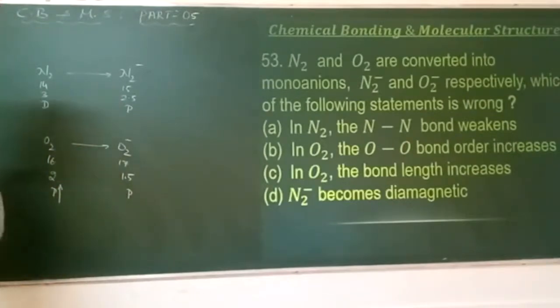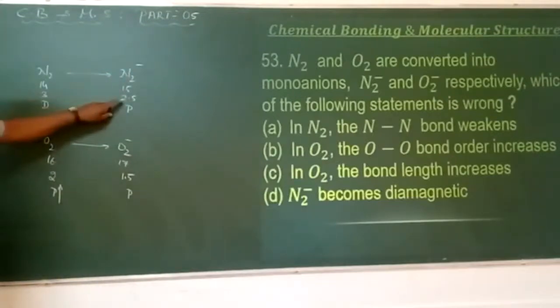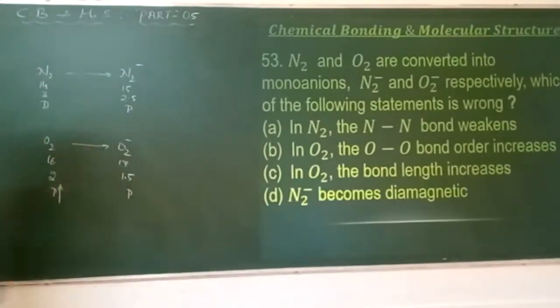Now the first option: in N2, the N-N bond weakens. The bond order is 3, becoming 2.5, which means the bond order decreases, so the bond weakens. The bond strength weakens, so the first statement is correct, but we need only the wrong option.